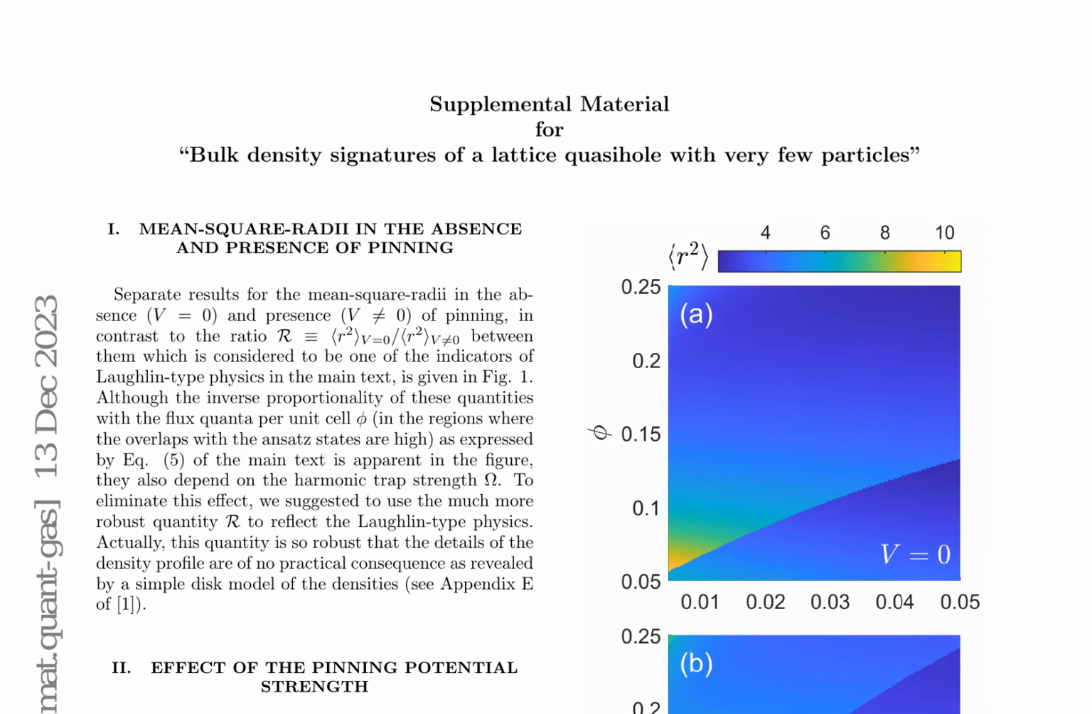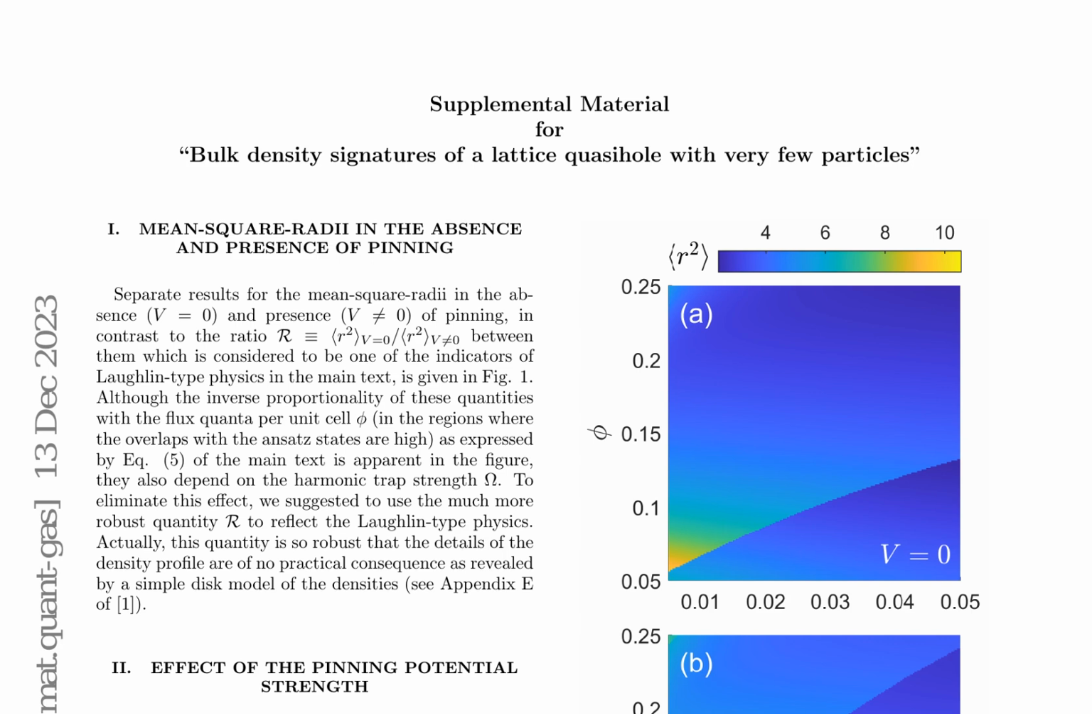In the supplemental material, the authors provide additional insights and results that complement the main text. They present separate results for the mean square radii in the absence and presence of pinning, contrasting with the ratio R, which is an indicator of Laughlin-type physics. Figure 1 displays these results, showing an inverse proportionality with the flux quanta per unit cell phi in regions of high overlap with ansatz states. However, this quantity also depends on the harmonic trap strength omega, making the use of the more robust quantity R a better reflection of Laughlin-type physics.